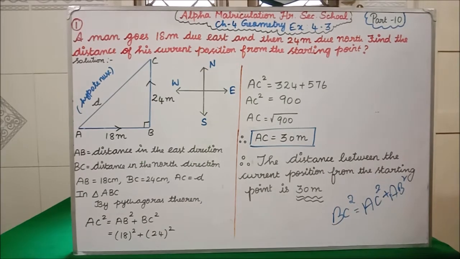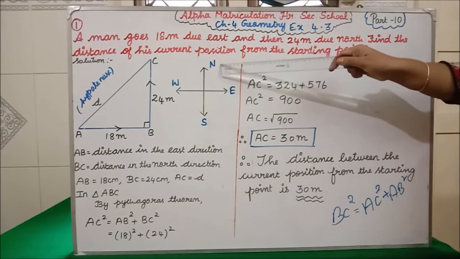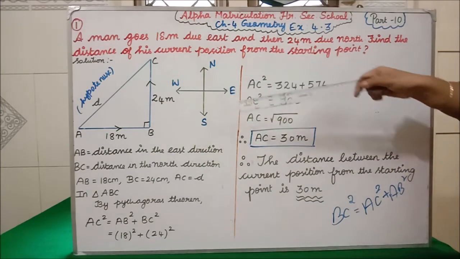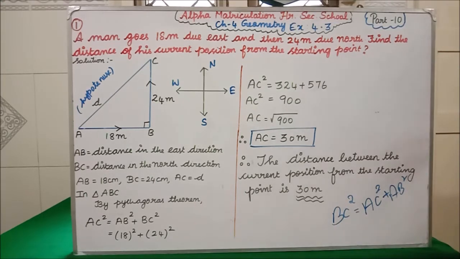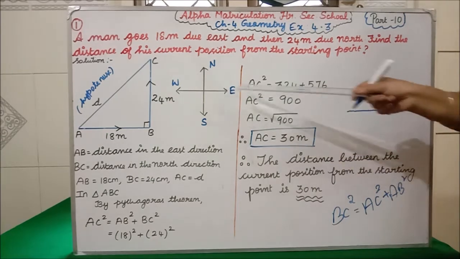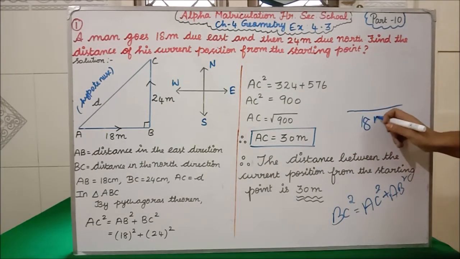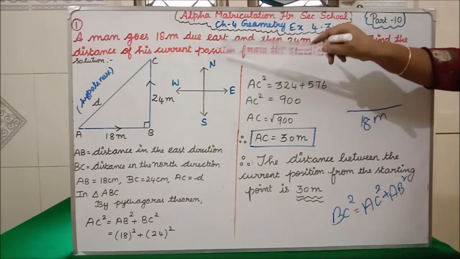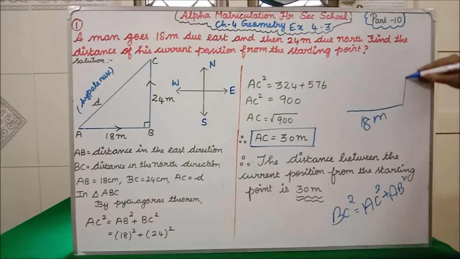Before going into that question, we have to know the directions, isn't it? We all know on top we are having north, below that we are having south, this side is west and this side is east. Okay, first a man goes 18 meter due east, which means what? This side only we are having east, isn't it? This direction. So he is going 18 meter due east. And then 24 meter due north. North is where? Here. And then after he is going 24 meter due north.